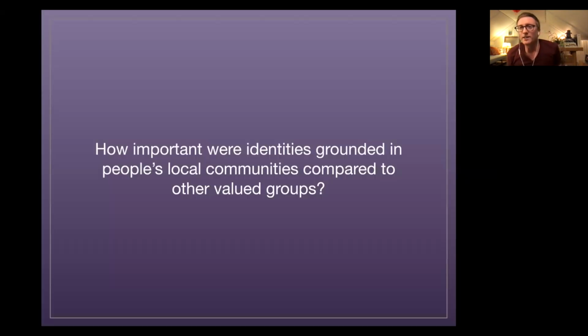So what I'm going to do for the rest of the talk is step through a set of questions that we can try to address with some of the data we collected. And the first is exactly that, which is how important were the identities that were grounded in people's local communities, as opposed to social identities that they might be drawing from other groups that they value, that they belong to.